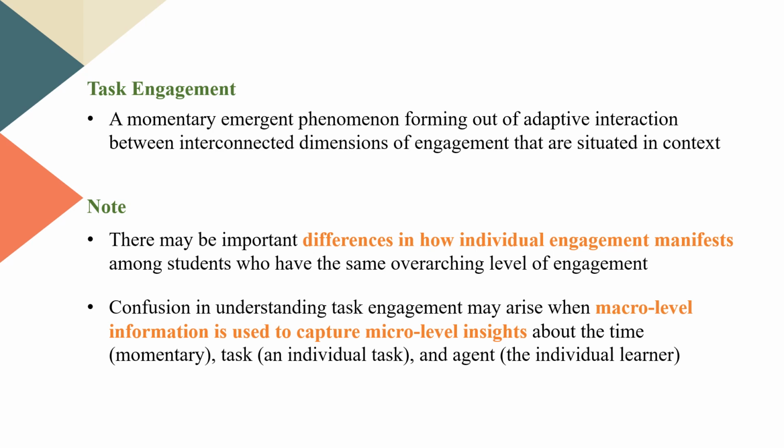What do we mean by task engagement? In this presentation, we define this concept as a momentary emergent phenomenon forming out of adaptive interaction between interconnected dimensions of engagement that are situated in context. Please note that first, there may be important differences in how individual engagement manifests among students who have the same overarching level of engagement. Second, confusion in understanding task engagement may arise when macro-level information is used to capture micro-level insights about the time, task, and agent of task engagement. We will come back to these notes later on in this presentation.